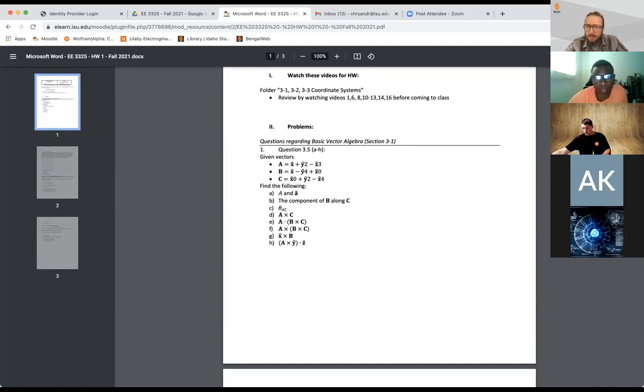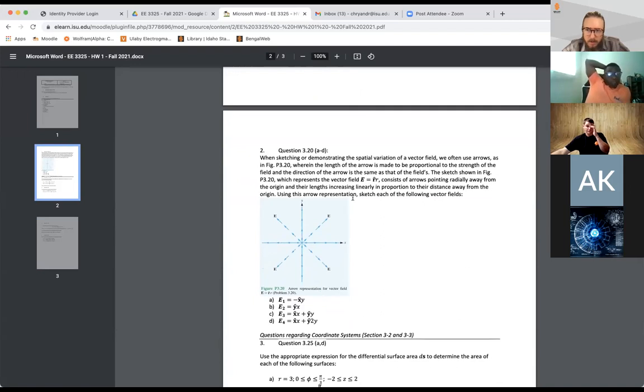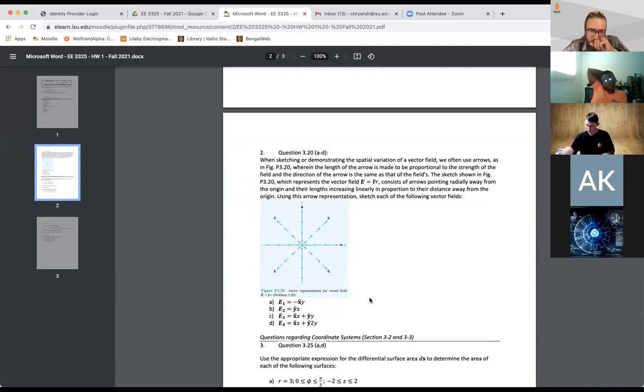Can we look at problem two? Problem three? Sorry, I'm having trouble understanding. Problem two. Okay, cool. Yeah, let's look at problem two. Let's start with A or B, and then go on from there. Okay.